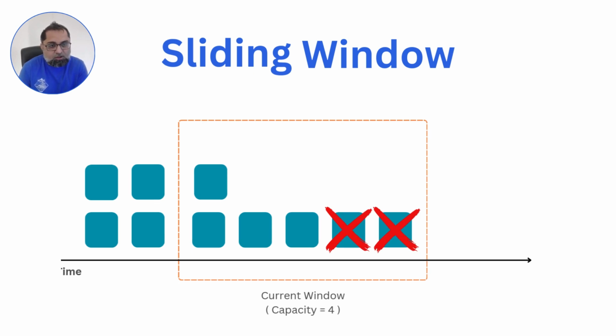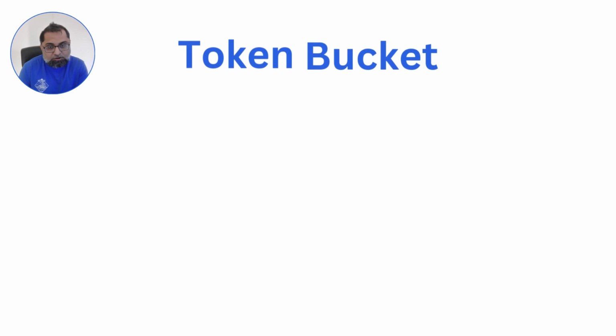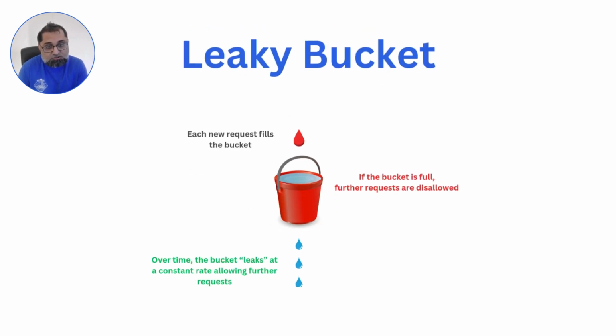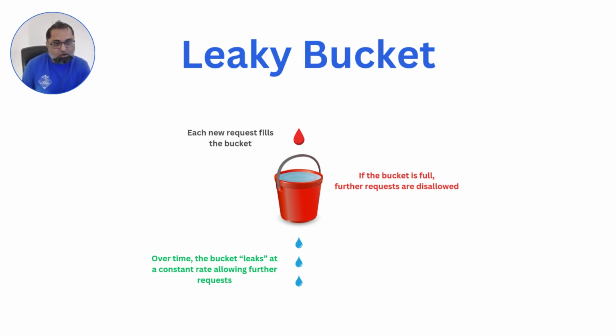Then there's the token bucket algorithm, where each request consumes a token from a bucket that refills over time, allowing some bursts but still enforcing an overall limit. Another approach is the leaky bucket algorithm, which processes requests at a steady rate while queuing excess requests instead of blocking them outright. Each of these methods has its own trade offs, and the right choice depends on your system's needs.